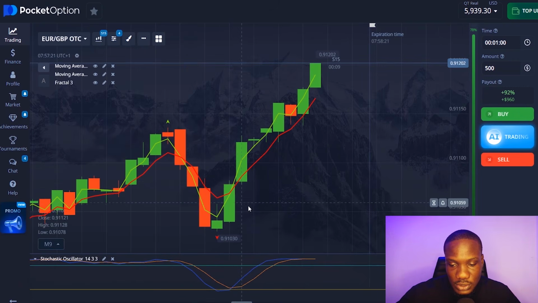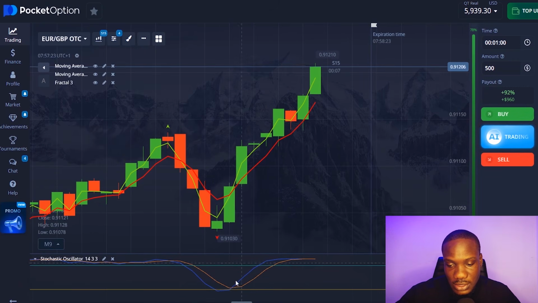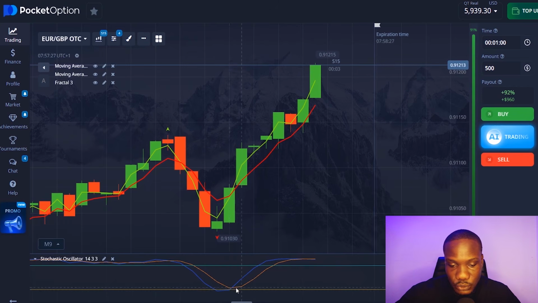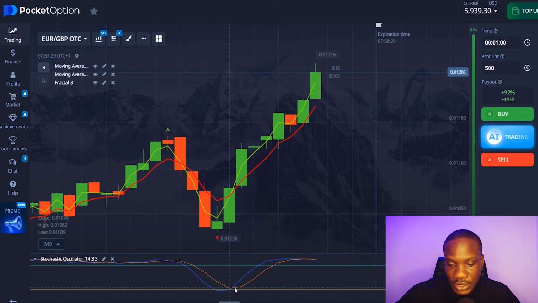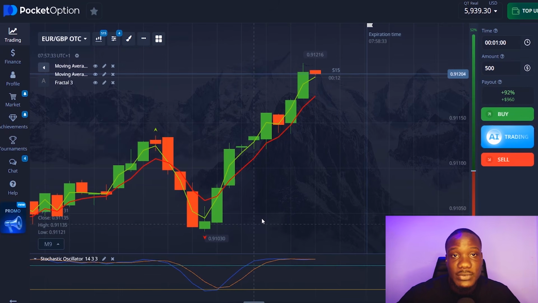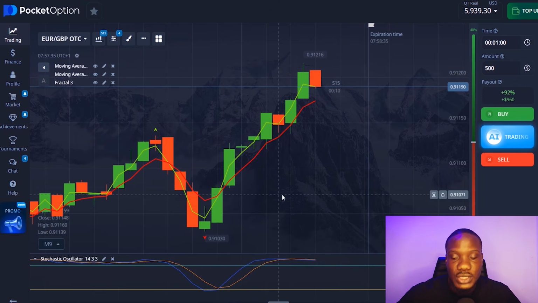The next thing I also put into consideration is my stochastic oscillator. It has to be moving from the oversold condition, which is the 20% level right here, going towards an upside direction. These are things I always see before I execute a trade.